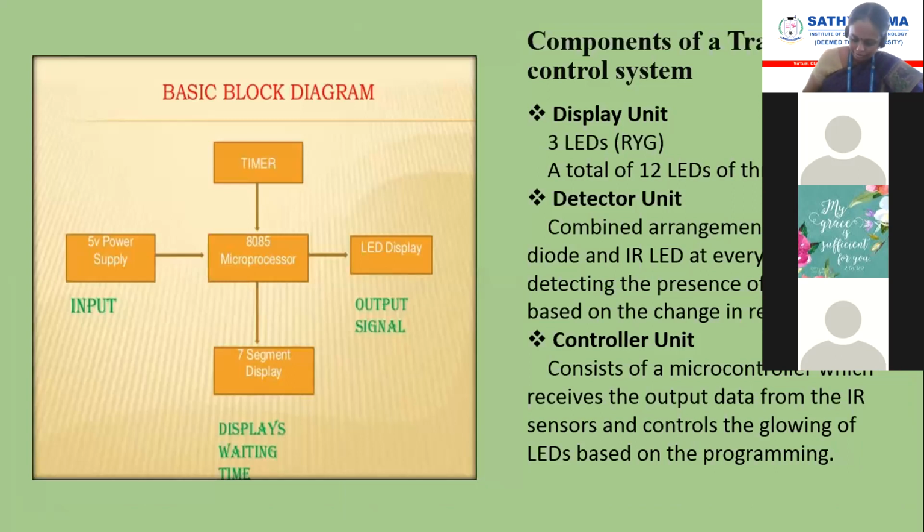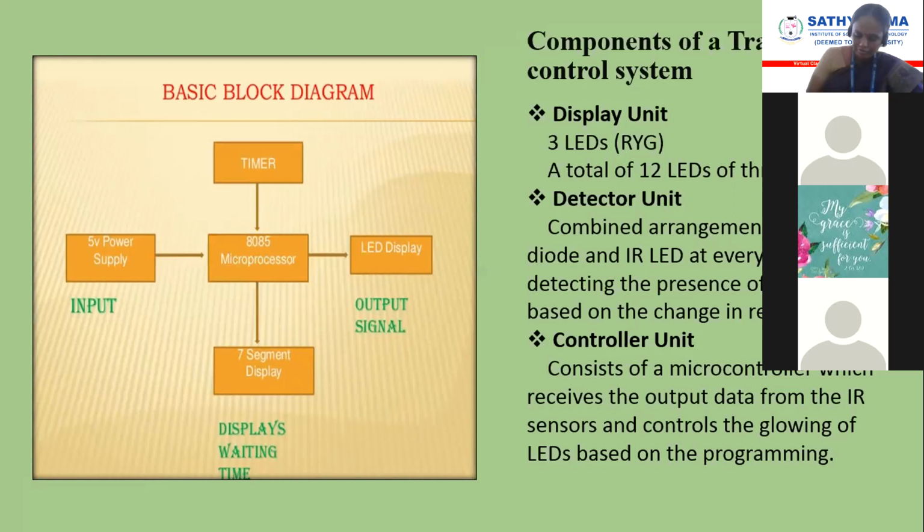So fast forward from the olden days, now we use the automated traffic light control system. The primary components which we use are LEDs, crystal oscillators, microcontrollers, 7-segment display, IR sensors, and photodiode sensors. So let me quickly go through the working of each component.